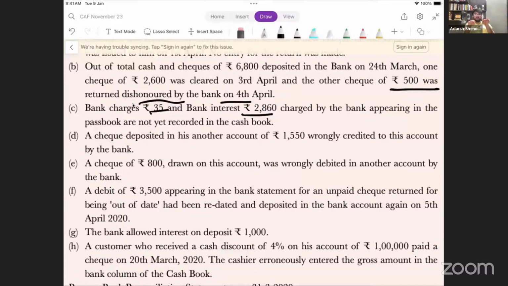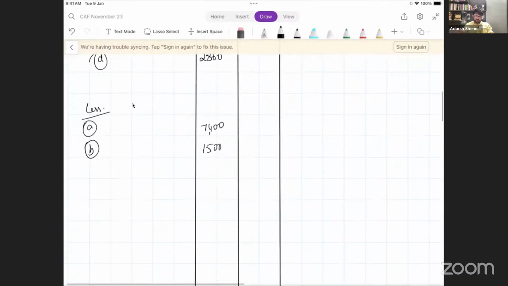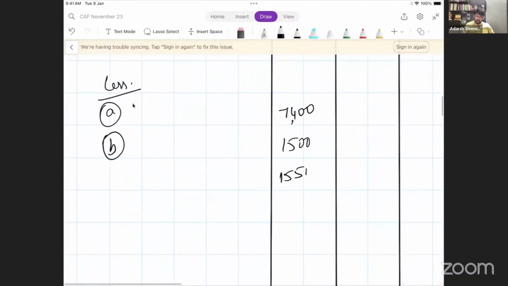Credited this account means what has he done? He has increased 1550 in the passbook. In my cash book, I did not do anything to this account. I did not pass any entry because I did not increase the balance here. I did not deposit any money here; I deposited that check in some other account. But the banker has wrongly credited, meaning increased, 1550 over here. Starting point is passbook, so now I will less 1550.